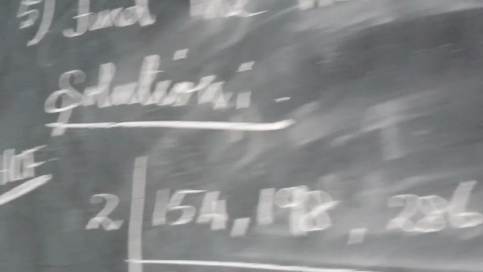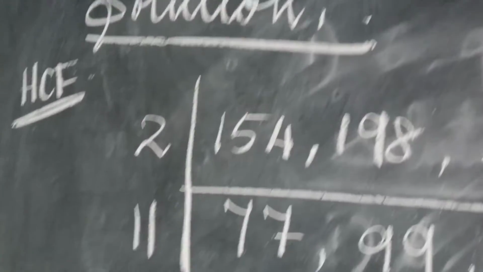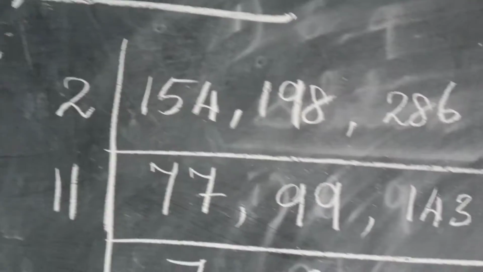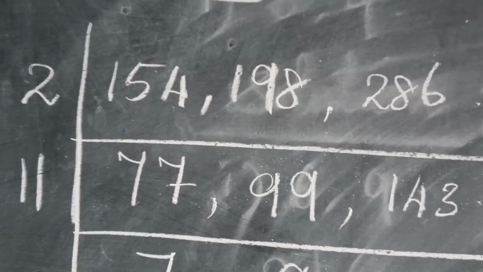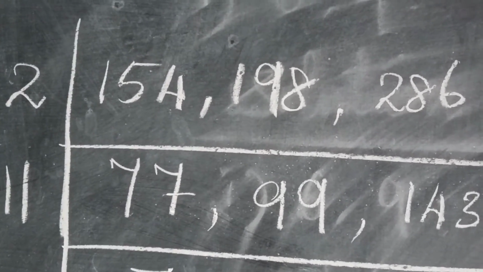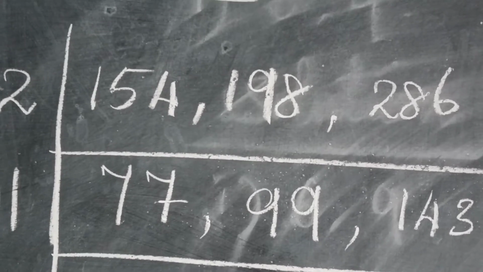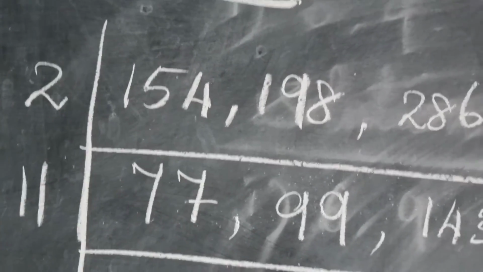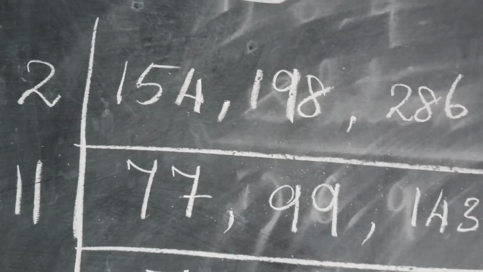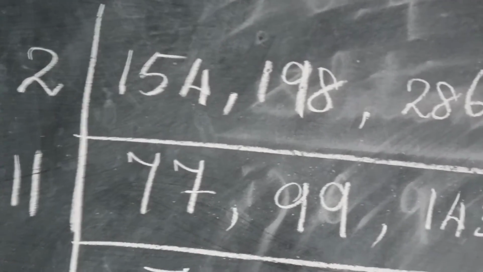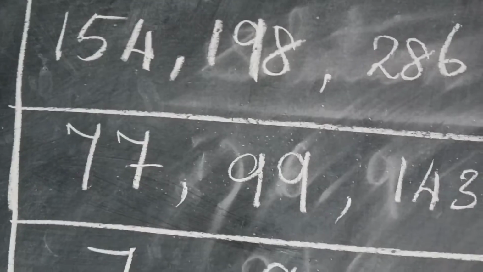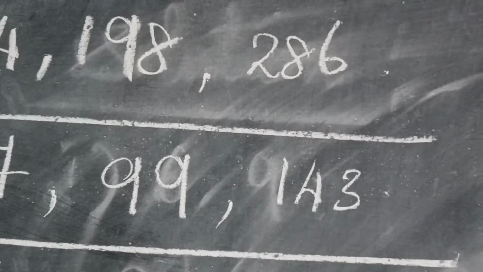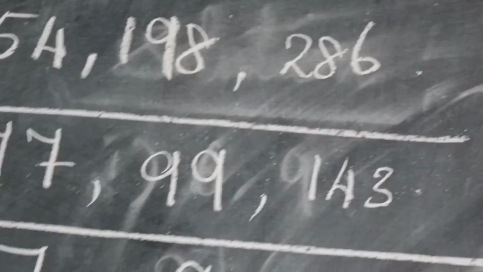First we are going to find the solution, HCF, highest common factor. Now we see the division method we are following. 154, 198, 286 when we take it, see all in one place we have even number. So 2 table we are using. That means 77 2s are 154 and 99 2s are 198 and 143 2s are 286.